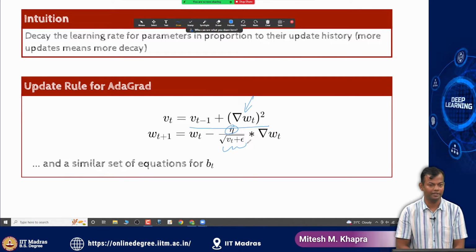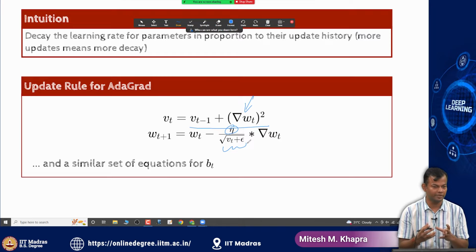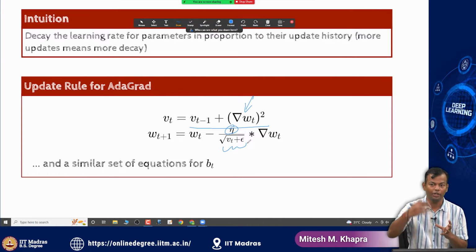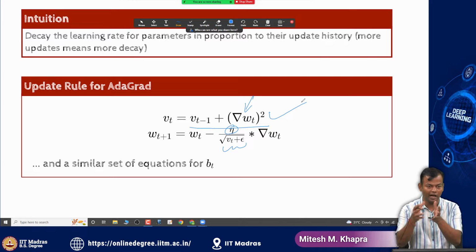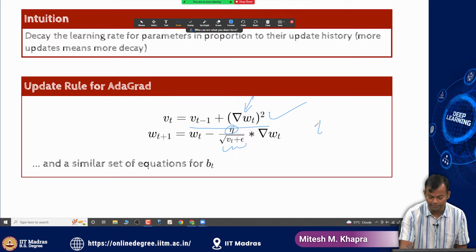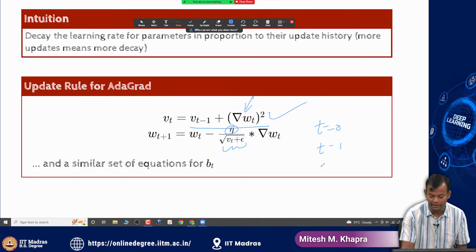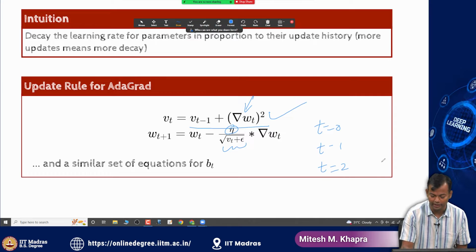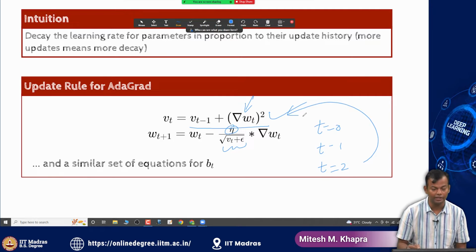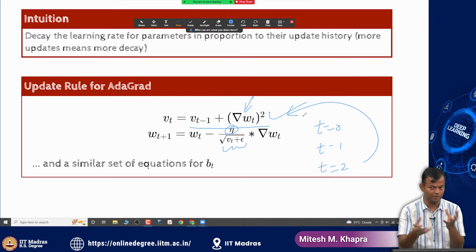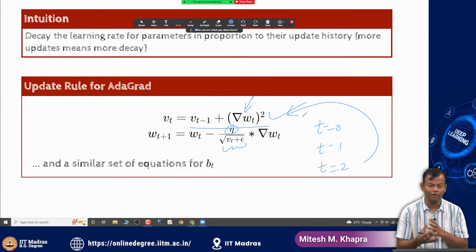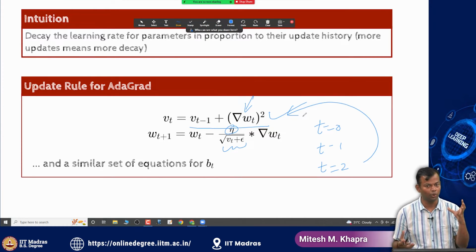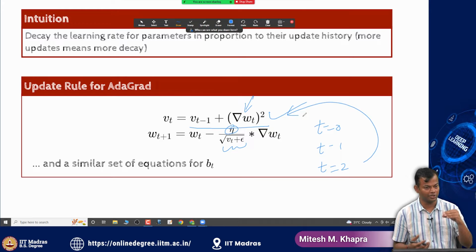So what will happen is if I have a feature which is very dense and which has got a lot of updates, then this history keeps increasing, right? Because you are making large updates at every time step. At time step 0, you made an update, time step 1, you made an update, time step 2, you made an update, and all of this is getting added here. And all of these were large quantities because this was, say, a dense feature, right? Then your v_t after a few iterations will grow and the learning rate would appropriately shrink, right?